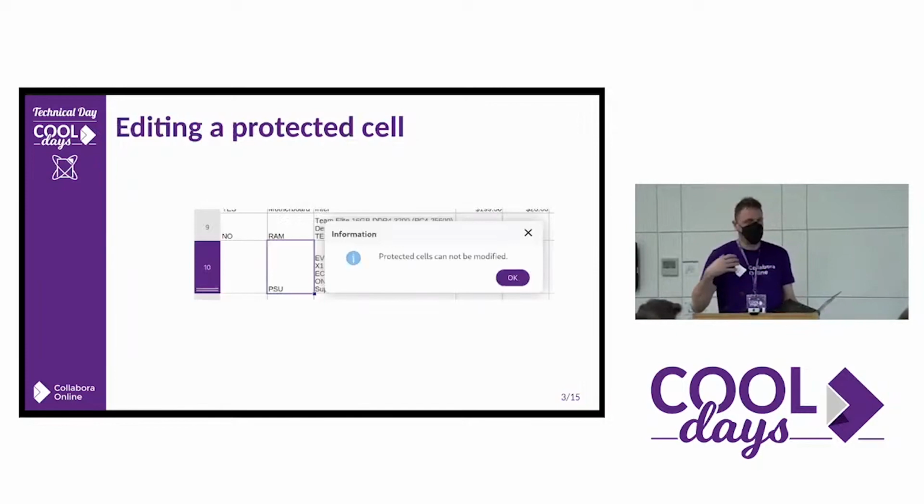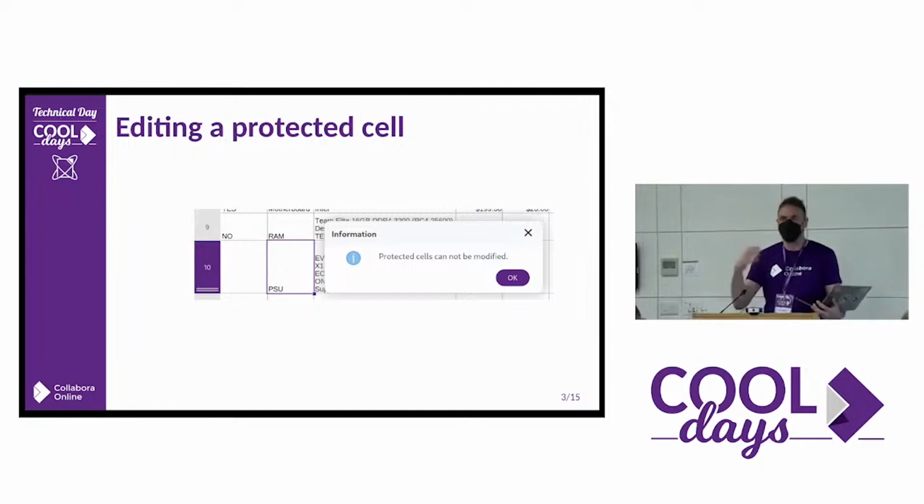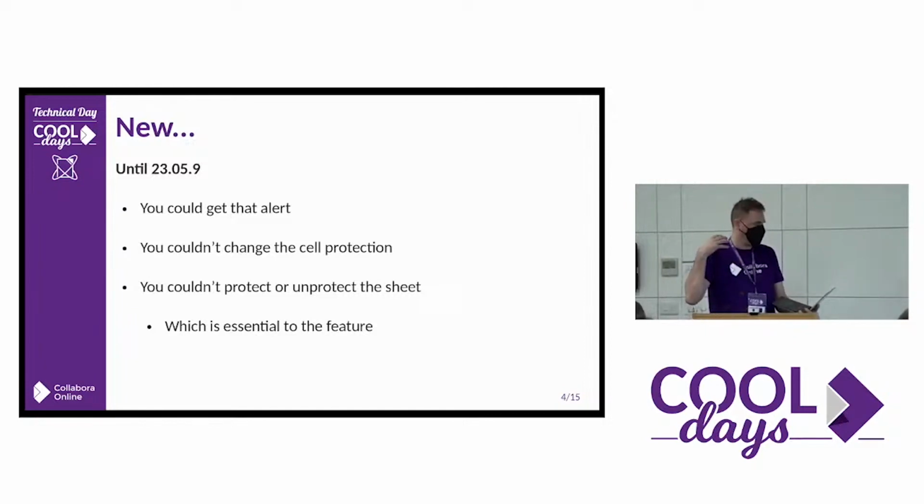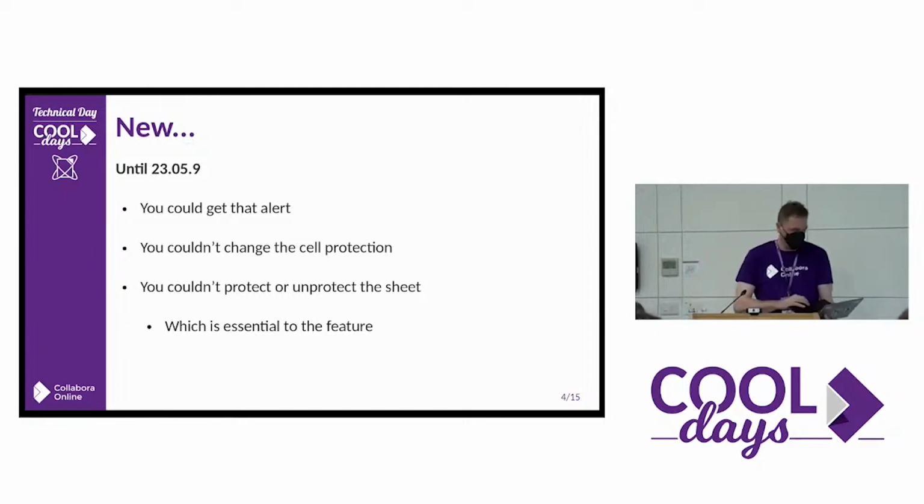So when you have a document with a protected cell that you open in Collabora Online, you get that message if you try to edit the cell, but there is nothing else you can do, at least until now. So until 2305.9, I think, just get the latest, you could get that alert, but before that version, you couldn't change that set protection.